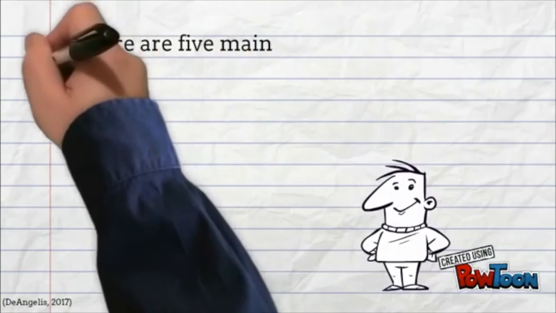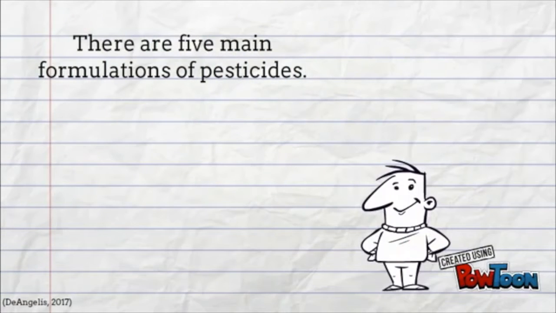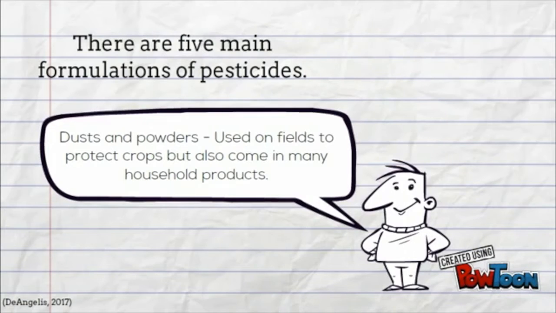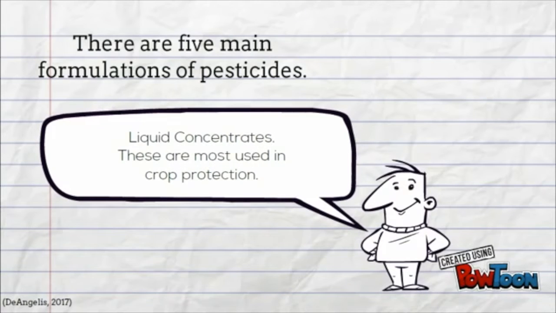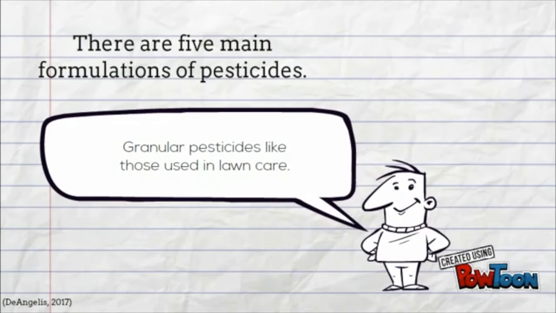In addition, there are 5 main formulations of pesticides: dust and powders, aerosol sprays, wettable powder, liquid concentrates, and granular.